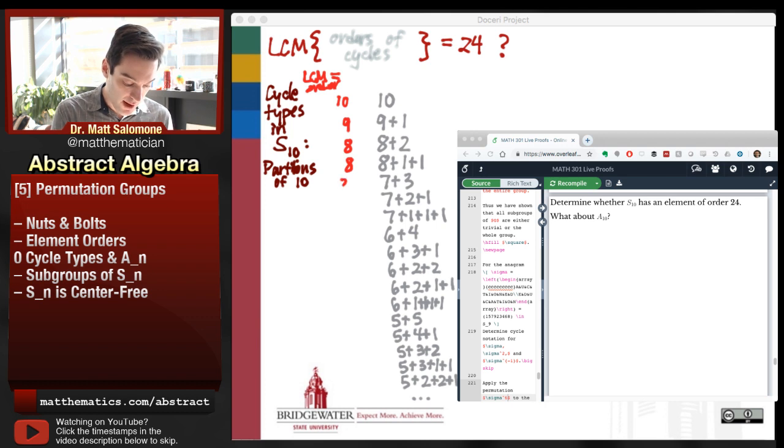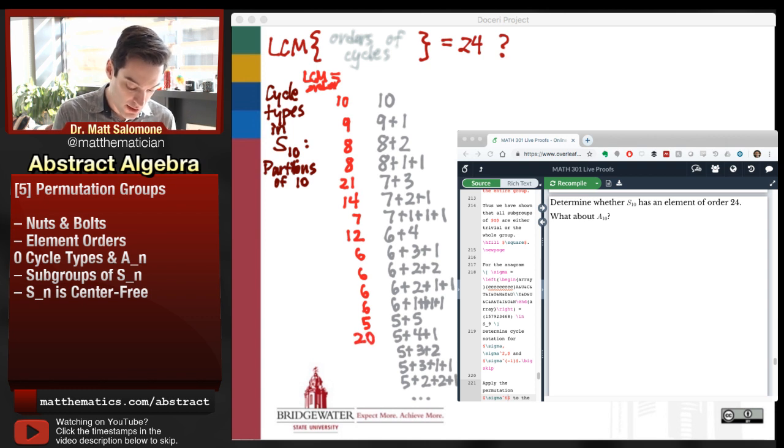7 and 3, meanwhile, are going to give me 21 as the least common multiple. 7 and 2, 14. 7, 1, and 1, 7. 6 and 4, as we discussed a minute ago, 12. 6 and 3 is going to give me 6. 6, 2, and 2 is going to give me 6. Same thing with 6, 2, 1, 1, and 6, 1, 1, 1, 1. 5 and 5 is going to give me 5, but 5 and 4 will give me 20.